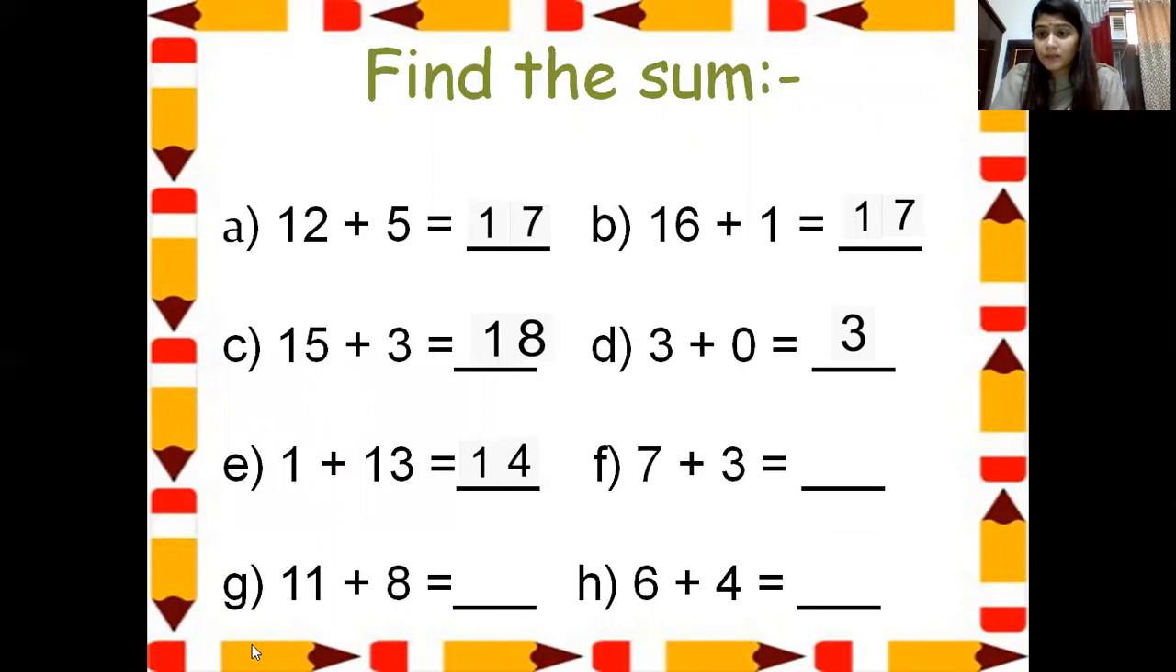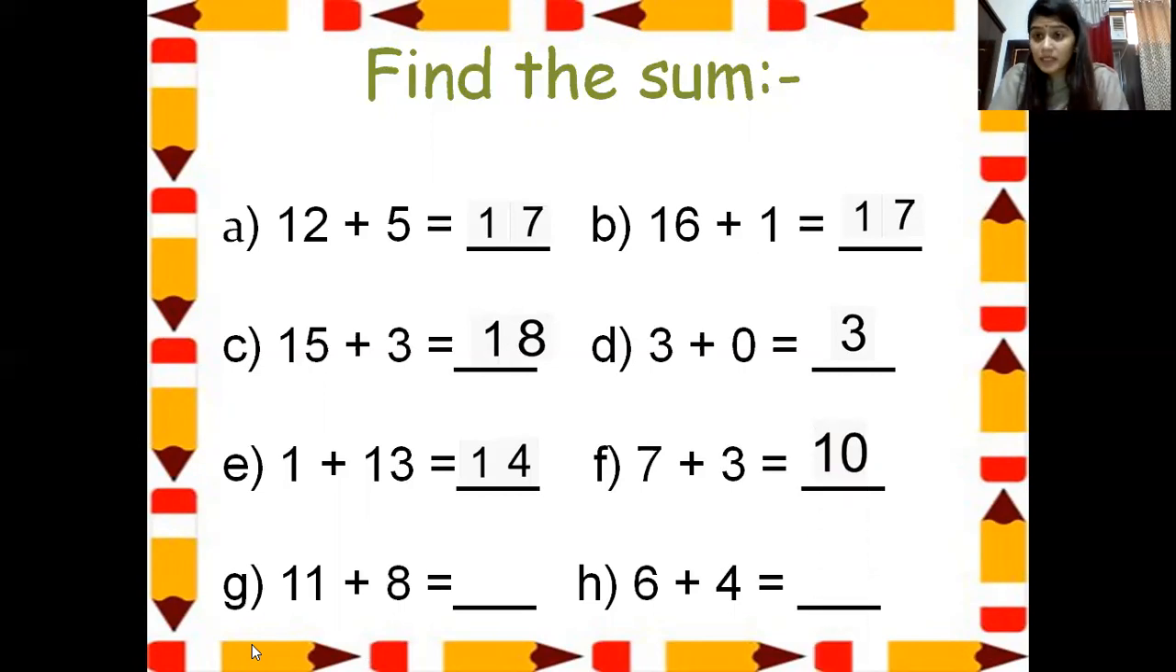Again, 7 plus 3. Keep the bigger number in your mind. 3? No. 7 is the bigger number, right? So keep 7 in your mind and 3 in your hand. Now, what comes after 7? 8, 9, 10. The answer is 10.